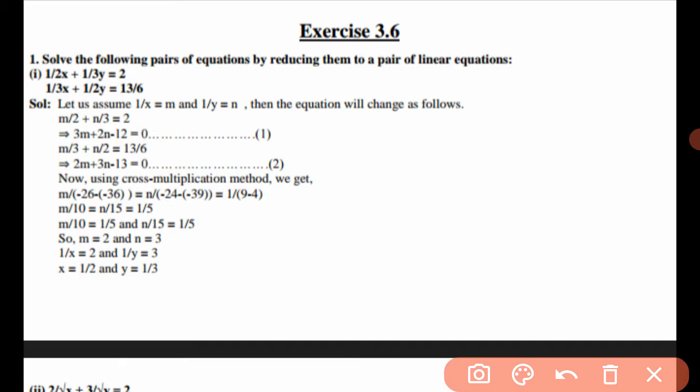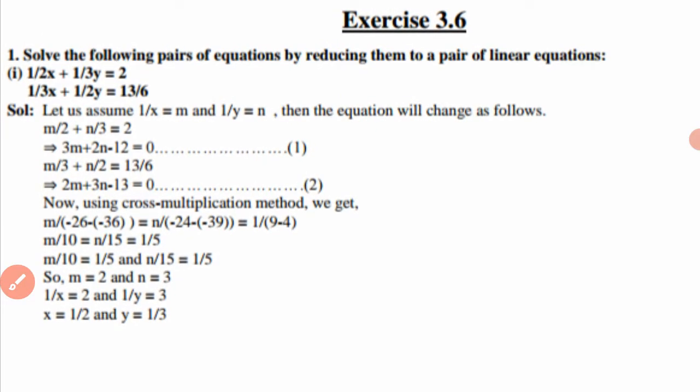Then the equations will change as follows. The new equation will become m upon 2 plus n upon 3 equals 2, that is 3m plus 2n minus 12 equals 0, by taking LCM. Similarly in the second part, in place of 1 upon x we put m, and in place of 1 upon y we put n. So the second equation will become 2m plus 3n minus 13 equals 0.